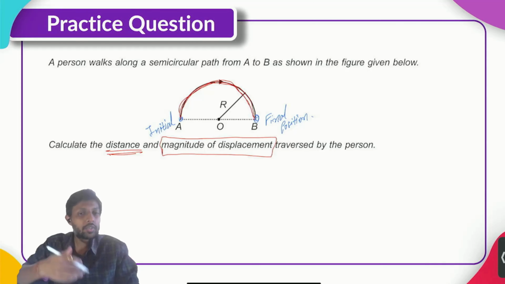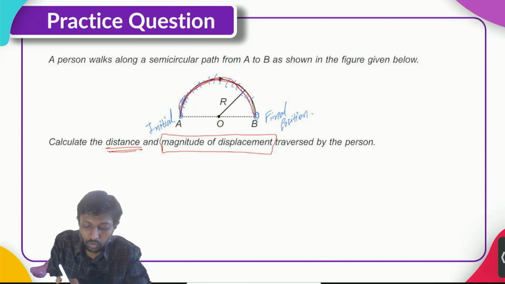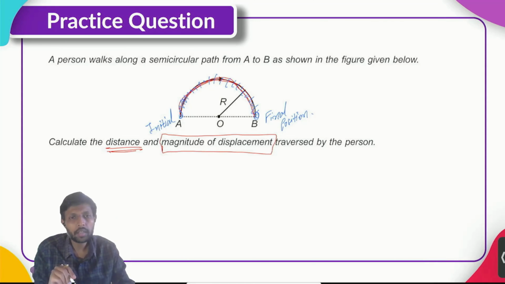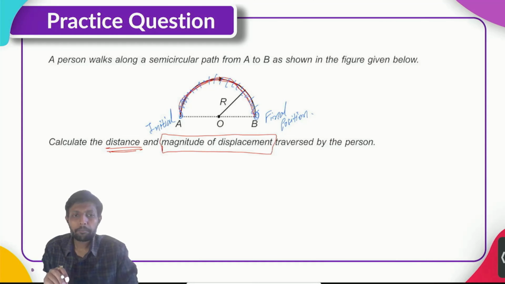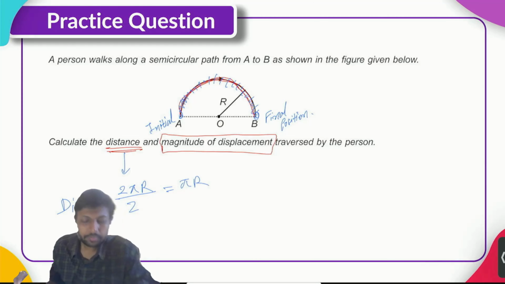Well, the distance is actually the total path length. So you tell me what is the total path length of this semicircular path. It's half the circumference of this circle, right? So distance is going to be 2 pi r upon 2. So distance is equal to just pi into r.